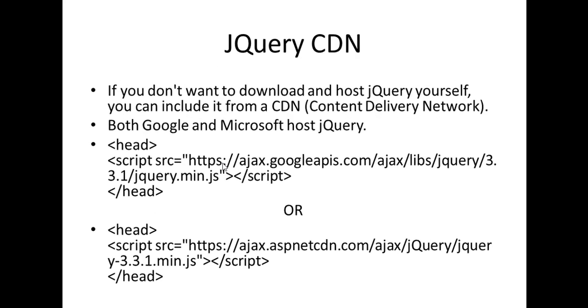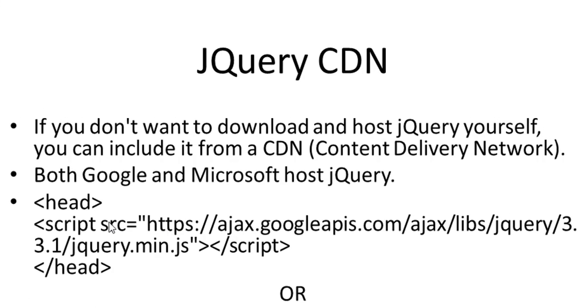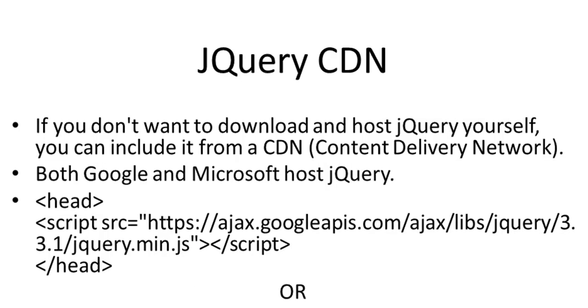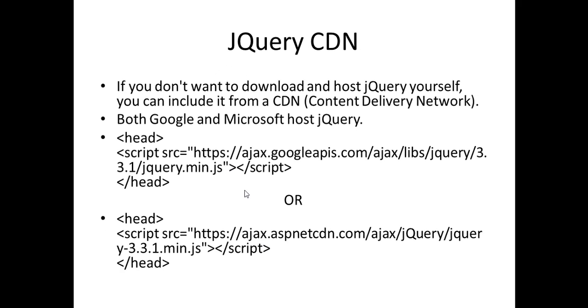And look at this link. When you want to use the jQuery library functions on the fly using the content delivery network, you will be referencing this source, that is https://ajax.googleapis.com/ajax/libs/jquery/3.3.1/jquery.min.js. This is the content delivery network address, or the reference, for jQuery by Google. This second one is from Microsoft.